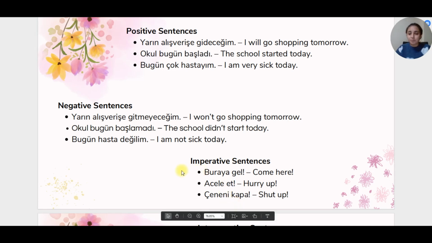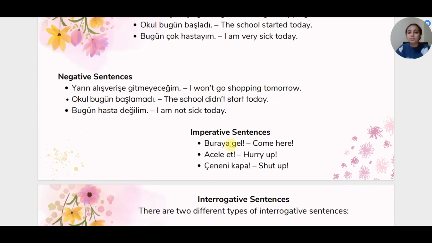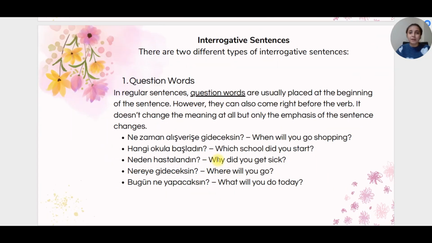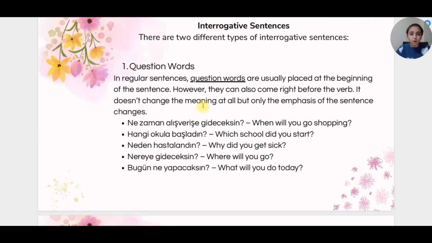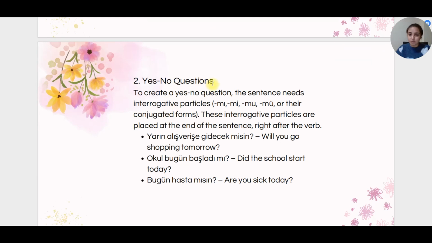Okay, this is imperative sentence. And there is no suffix for the word and the verb in imperative sentence. This is in bare form. Gel, come. Acele et, to hurry. Kapa, shut. And these are in bare form. Okay, next one. Interrogative sentences. There are two different types of interrogative sentences. Question words or yes or no questions.